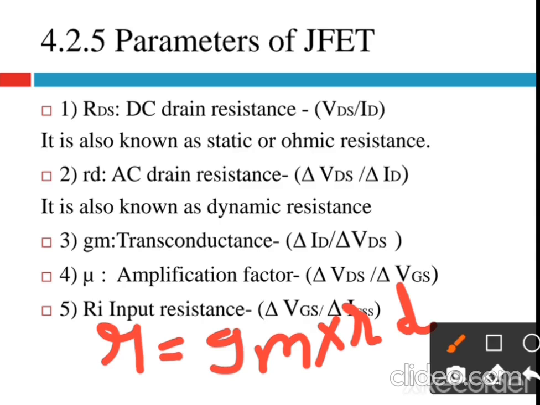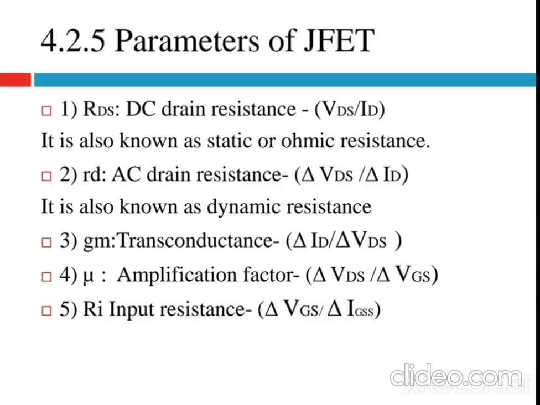The next parameter of JFET is input resistance Ri. As the reverse current of a junction is very small, the gate reverse current of JFET is also very small. Because the gate source junction of JFET is used as an input, the input resistance of JFET is very high. And the high input resistance is an advantage of JFET over the bipolar transistor. The input resistance can be given by delta VGS divided by delta IGSS. So this is about the important parameters of JFET.